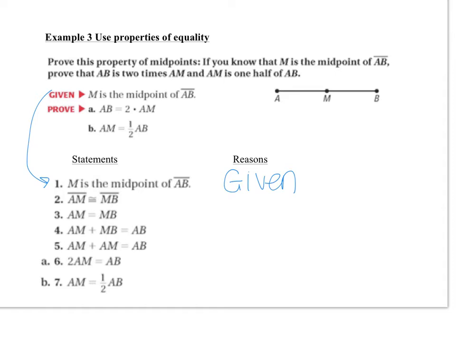I say that AM is congruent to MB. Well, what allows me to say that has to do with the fact that M is a midpoint. When I say M is a midpoint, we automatically know that AM is congruent to MB, and the reason is that's a definition of midpoint.